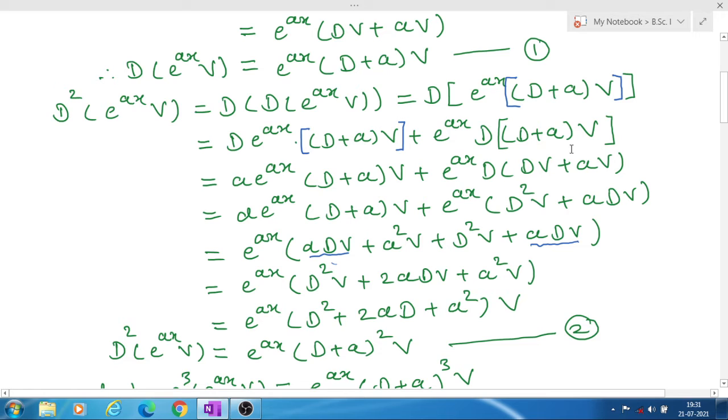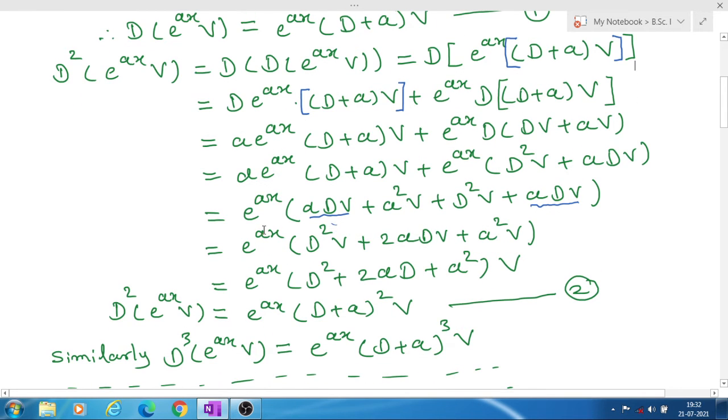So D plus a operates on v means D operating on v plus a v, Dv plus av. So we have to take the derivative of Dv plus av. This is equal to a e raised to ax into D plus a into v as it is, plus e raised to ax and now the derivative of each term. So D of Dv means D square v, plus D of a into v; a is constant, therefore a into Dv.